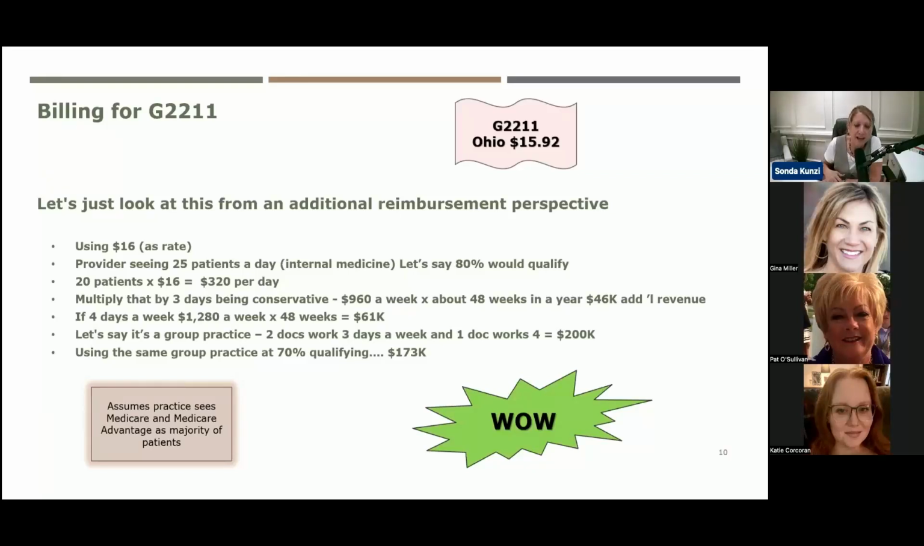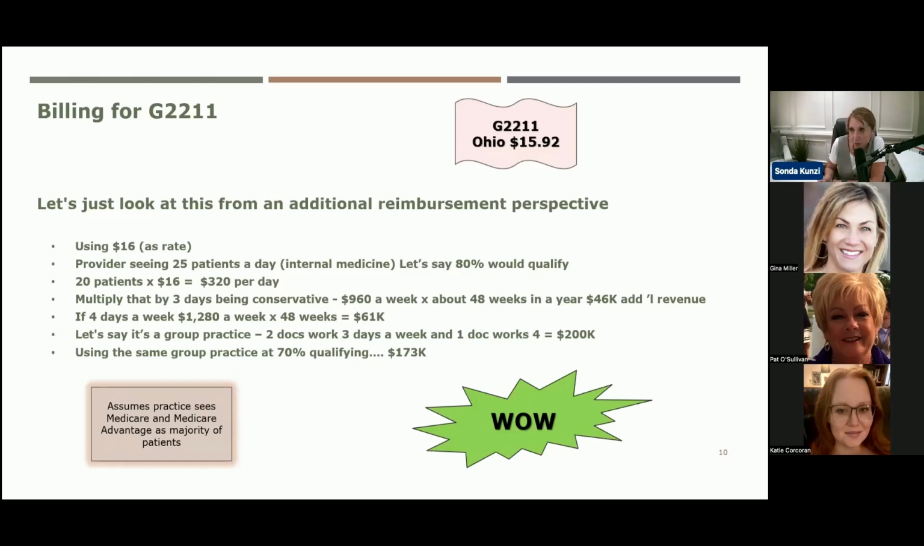So using that same group practice, and I'm being a little more conservative. Let's just say 70% of your people qualify, and maybe 30% are acute problems and not returning, but 70% returned, $173,000. I mean, we just can't leave that there.